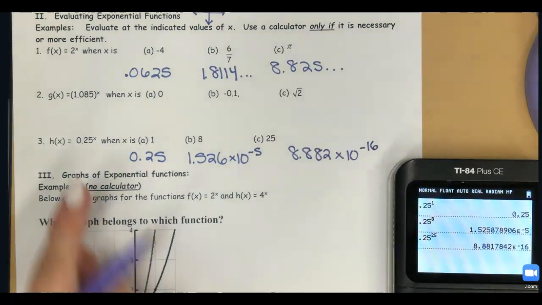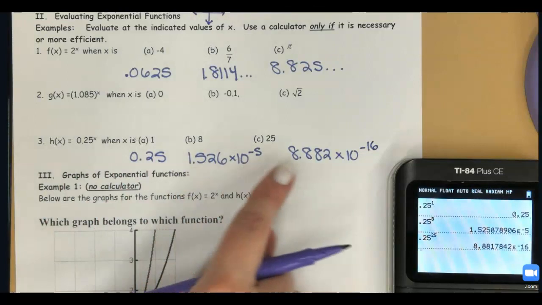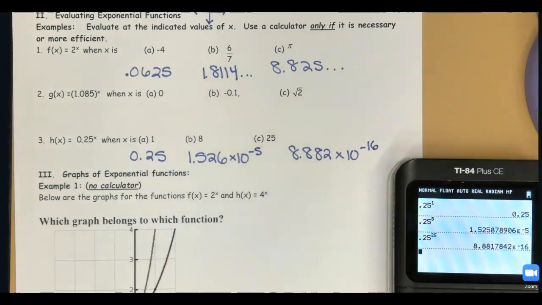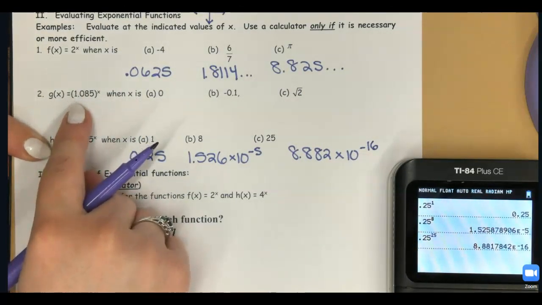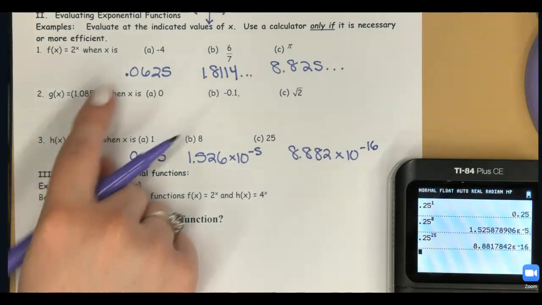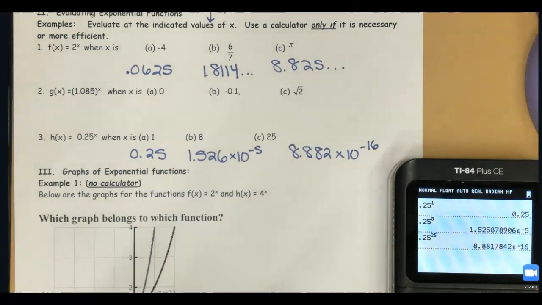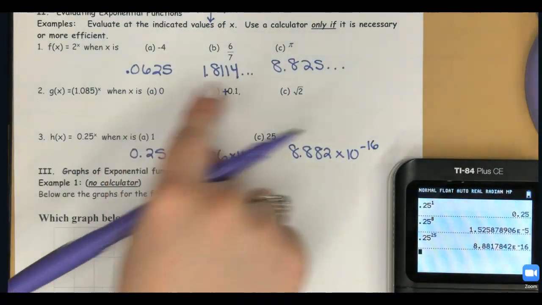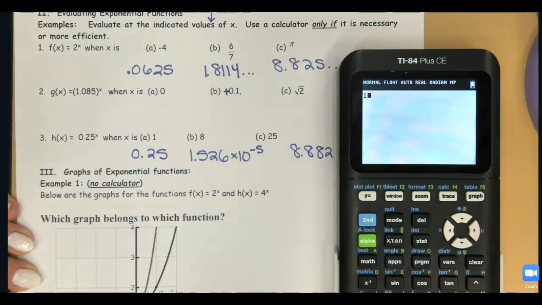So let's look at the pattern here. On this function h, my base 0.25 is smaller than 1, and as my exponents are increasing, my outputs are getting smaller. So let's use that information to make a prediction about this function g of x. I've got 1.085. So should we be getting larger outputs as my exponents are increasing or smaller? So let's take a look. What I'm going to do is change this 0.1 to be positive so that we are increasing our exponents. But let's figure out what they are.